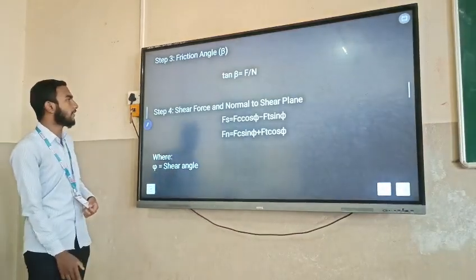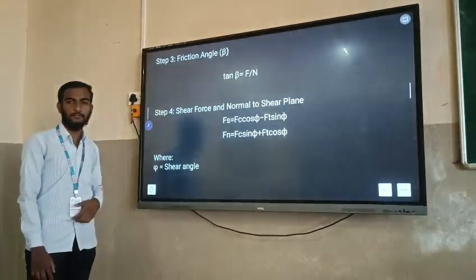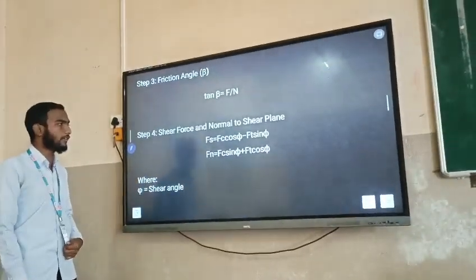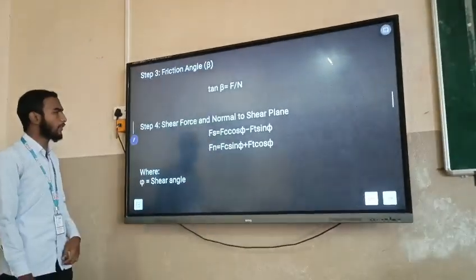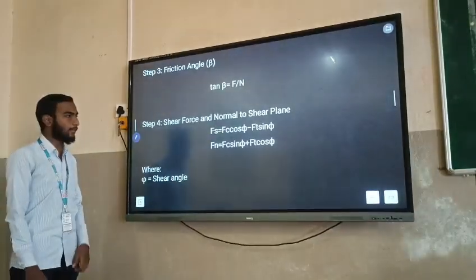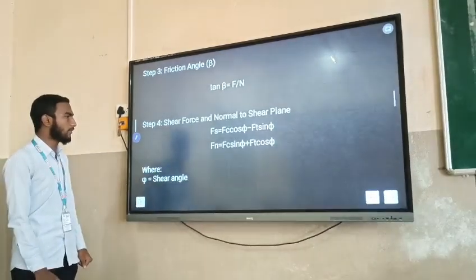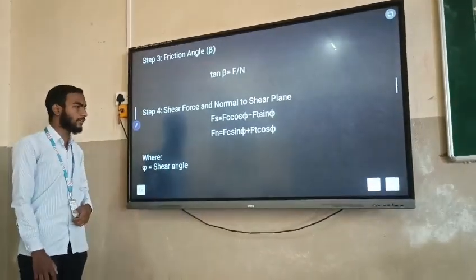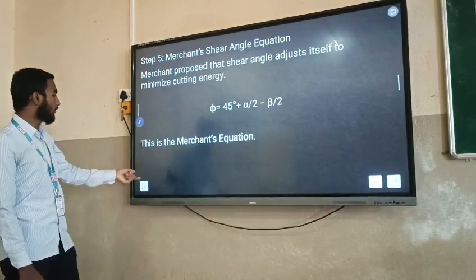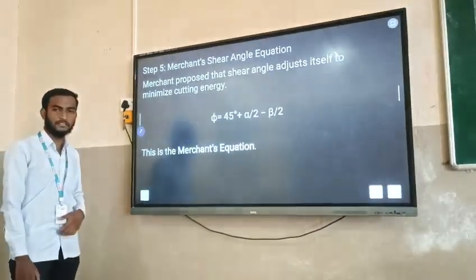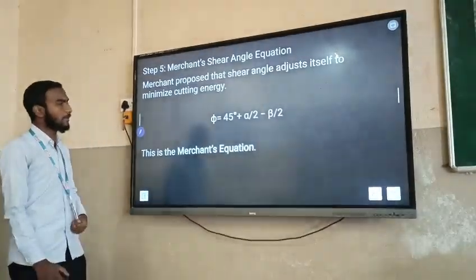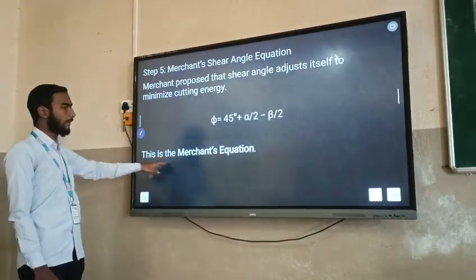Next is the friction angle, which is calculated by tan beta is equal to F upon N. F is the frictional force and N is the normal force. Then we have to calculate the shear force and normal force on the shear plane. We can easily calculate them if we know Fc and Ft by the formula. For the shear force, the formula is Fc cos phi minus Ft sin phi. And for the normal force on the shear plane, the formula is Fc sin phi plus Ft cos phi. Here phi is the shear angle. Now we have to calculate phi. Here is the Merchant equation for calculating phi. The equation is phi is equal to 45 degrees plus alpha by 2 minus beta by 2. Here alpha is the rake angle.